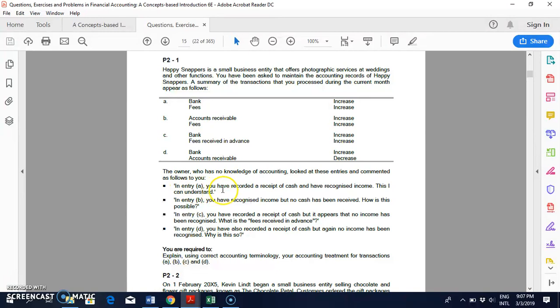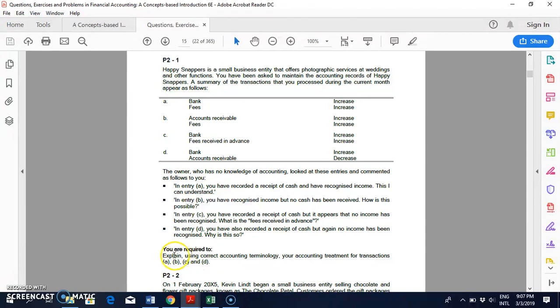In entry A, you have recorded the receipt of cash and have recognized the income. This I understand. In entry B, you have recognized income but no cash has been received. How is this possible? In entry C, you have recorded the receipt of cash, but it appears no income has been recognized. And what is the fees received in advance? In entry D, you have also recorded receipt of cash, but again, no income is recognized.